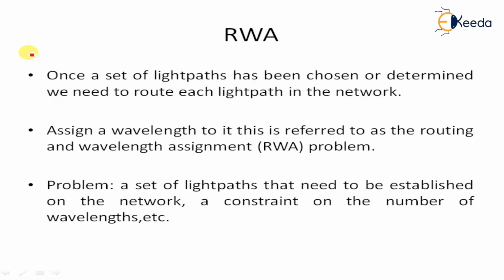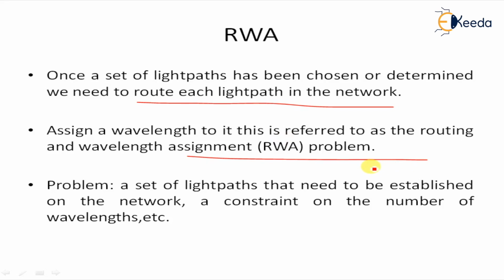Once the set of light paths has been chosen or determined, we need to route each light path in the particular optical network and assign a wavelength to it. This is referred to as the routing and wavelength assignment problem.